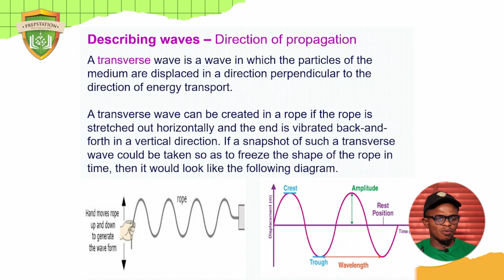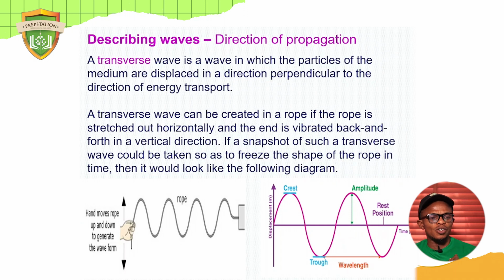Now, a transverse wave can be created. I like using examples very close by. A transverse wave can be created in a rope, if the rope is stretched out horizontally and the end is vibrated back and forth. I have a diagram here by my left. As you can see, the rope is tied to the wall and then you have somebody moving the rope back and forth. So if you do that, you should be able to create what is called a transverse wave.